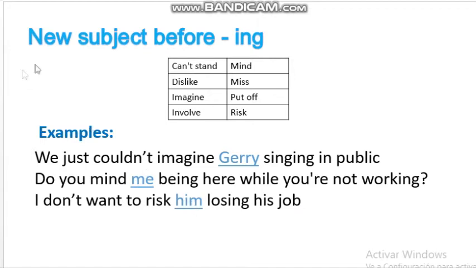Him is the new subject. Want is the verb in the list, as you can see. And no, sorry, risk is the verb in the list. Risk. So the other verb is with ing, as you can see. Again, I don't want to risk. So the verb is risk. Risk we have in the list. So the other verb is with ing, losing.